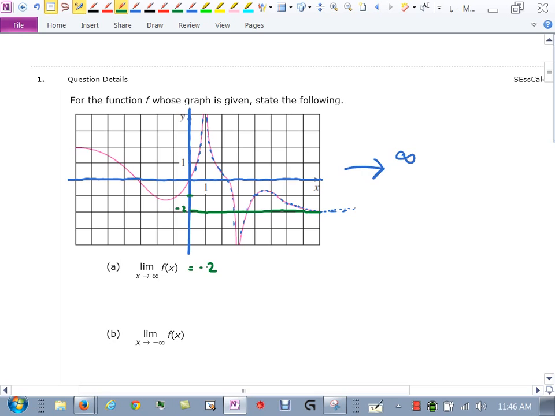Now as we approach negative infinity, now we're going out the other direction. So we're moving out this way, going out to negative infinity, which is out here. And as we're going, we're kind of flattening out here also. And that has a value up here of +2. That answers the first two parts.